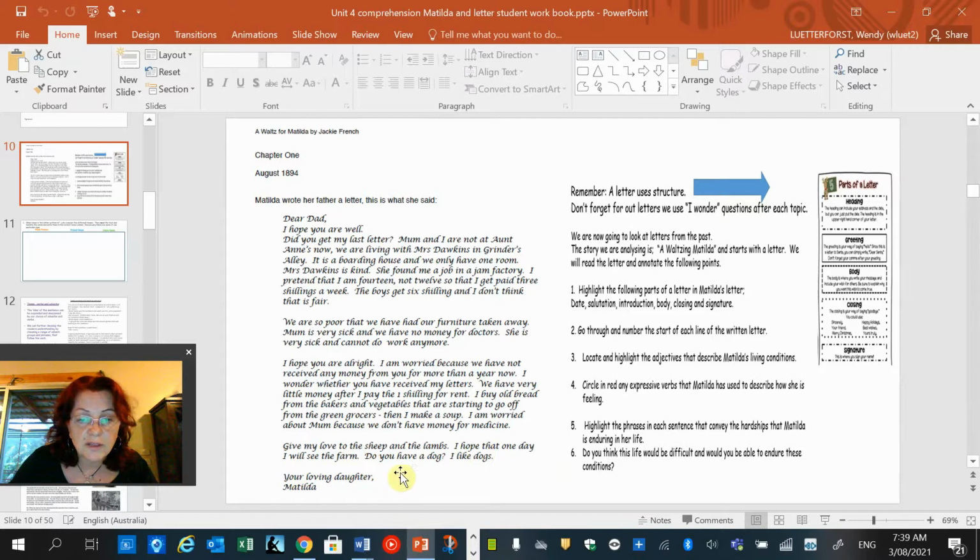I will see the farm. Do you have a dog? I like dogs. Is that expressing how she's feeling? She's liking something. I think that is. I like dogs, so you'd write that in as well.